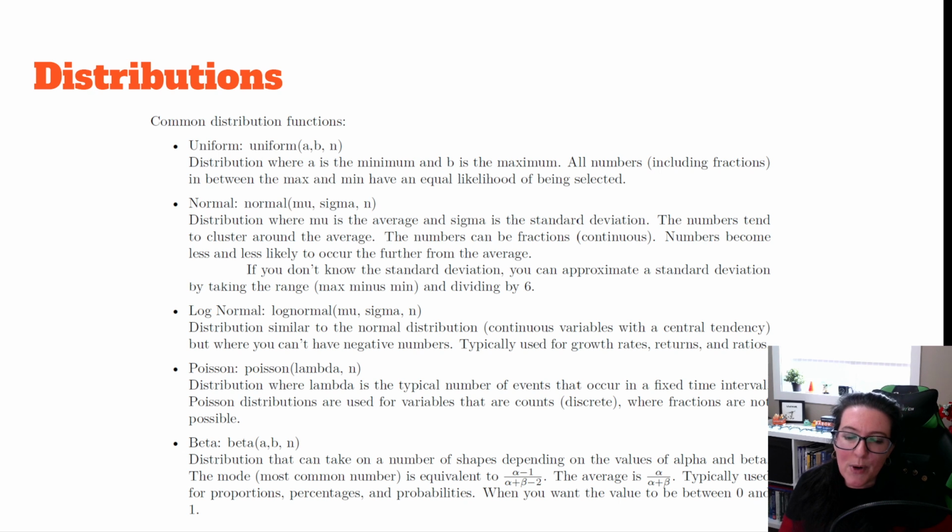So when it comes to Poisson, we have a lambda, and this is the typical number of events that occur in some kind of fixed time interval. That's what your lambda is. And in our enterprise analytics, we do some inventory management.